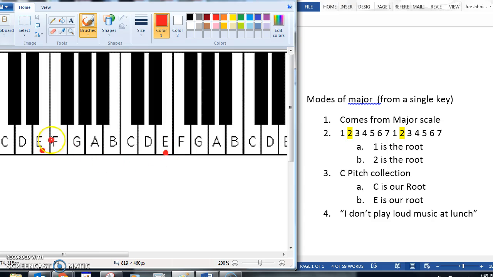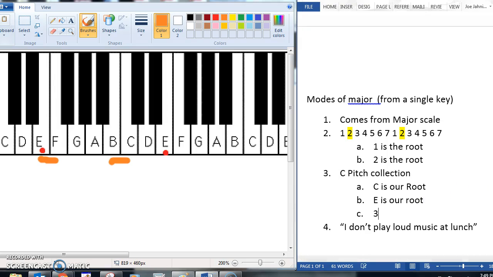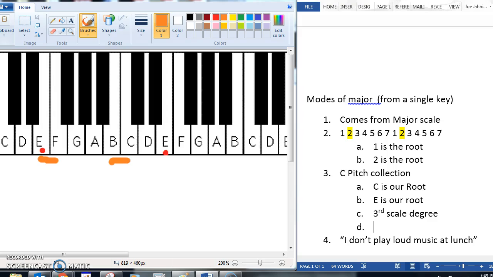Now, you'll notice the half steps are in different spots. So previously in a major scale, the half steps would be between 3 and 4 and 7 and 1. Right now, our half steps are between 1 and 2, and between 5 and 6. So it's the same notes from C to C, but we're using E as our root. So this is what's called the third mode of C major. The reason it's called that is because E is the third scale degree of C. When you put it all together, it becomes the third mode of C major.